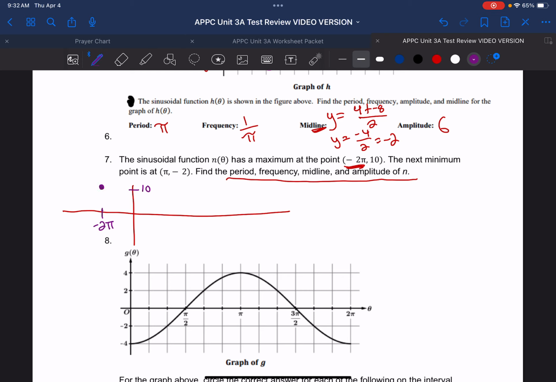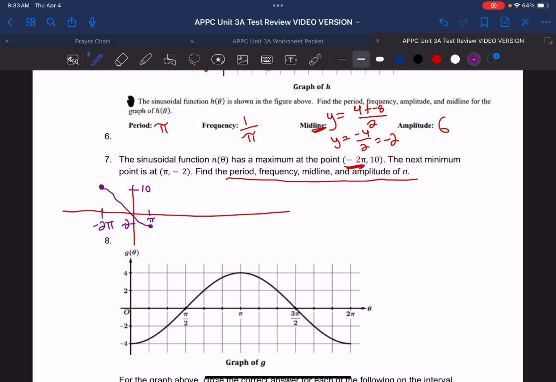And then I have a minimum at pi, comma, -2. We'll say pi is right here. Maybe a little closer in. Pi is right here. And -2 is right below it. This just helps me visualize it, definitely not drawn to scale.